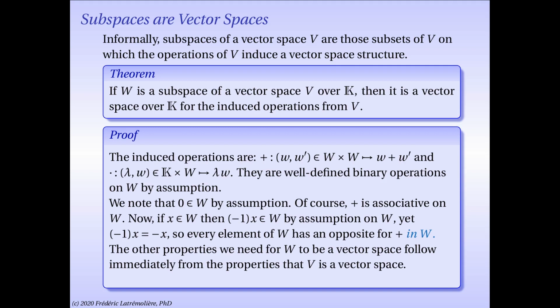If you look at the proof here, what I mean is, if I took two elements of my subset and I add them up, I would have to get an element of that subset again. Otherwise, I don't have an addition from the set to itself. I have an addition from a set to some larger set. It doesn't fit the signature of a vector space. Same with the scalar multiplication.